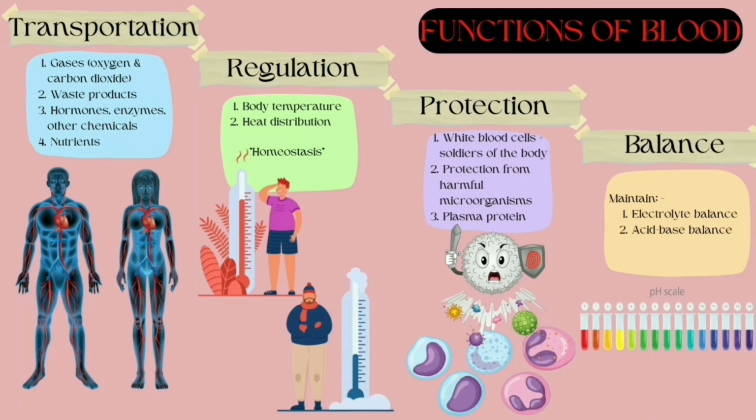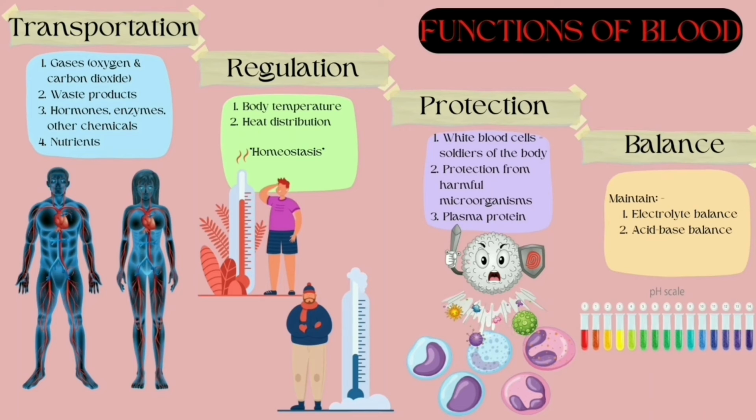The white blood cells are known as the soldiers of the body, and they will protect our body from harmful microorganisms, from pathogens and infections. As for plasma protein, these are the proteins that contain antibodies that will help our body to fight infections.